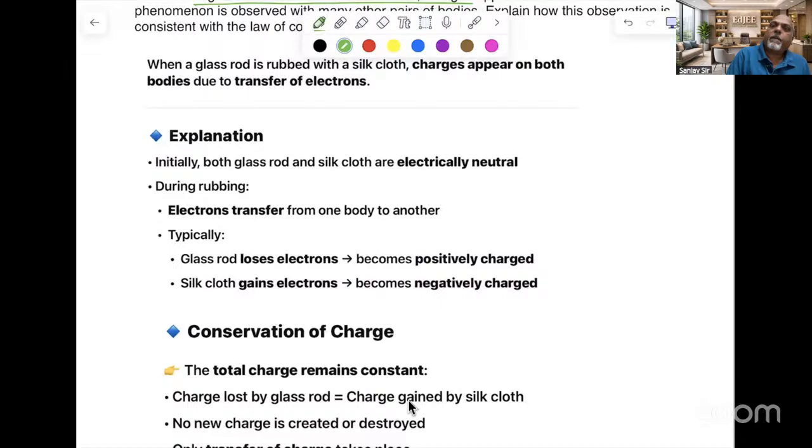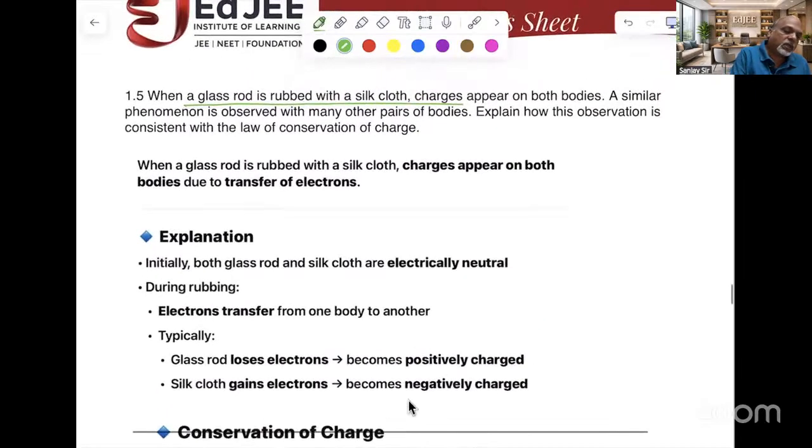Correct? So here the question is, a similar phenomenon is observed with many other pairs of bodies. Yes, of course, an ebonite rod, you rub that with fur, like that. So many phenomena are there. Explain how this observation is consistent with the law of conservation of charge.